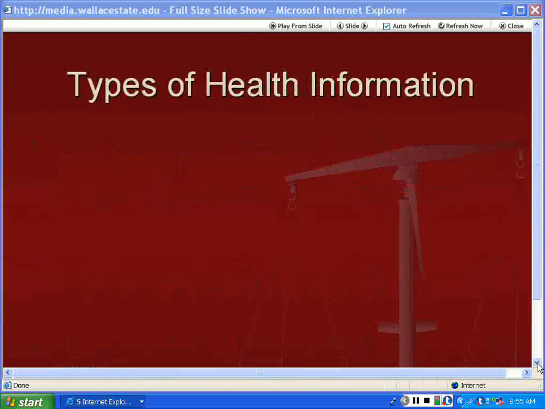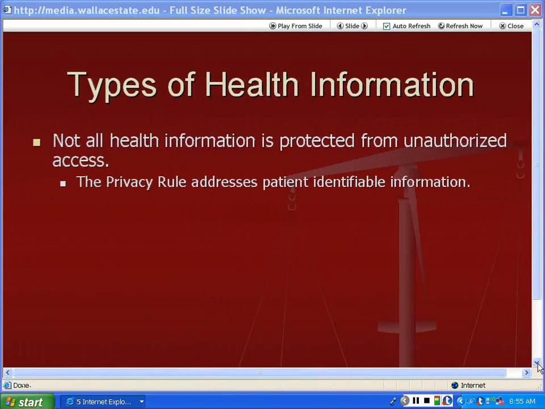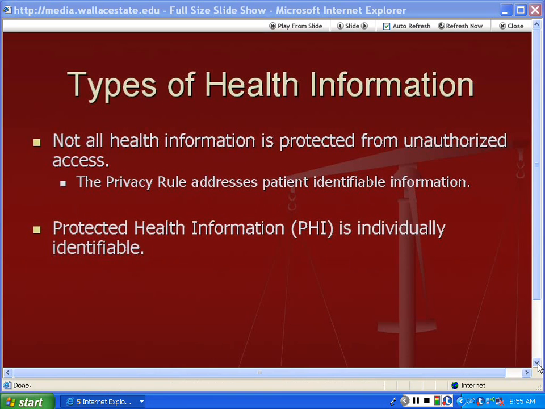Now, as far as the type of health information, I want to point out, not all health information is protected from unauthorized access. The privacy rule of HIPAA addresses patient identifiable information, so, information that can be linked to a particular individual. And that protected health information, the PHI, as referred to by HIPAA, is individually identifiable.